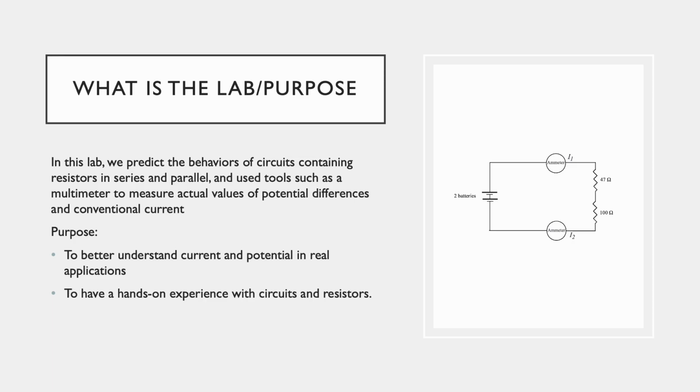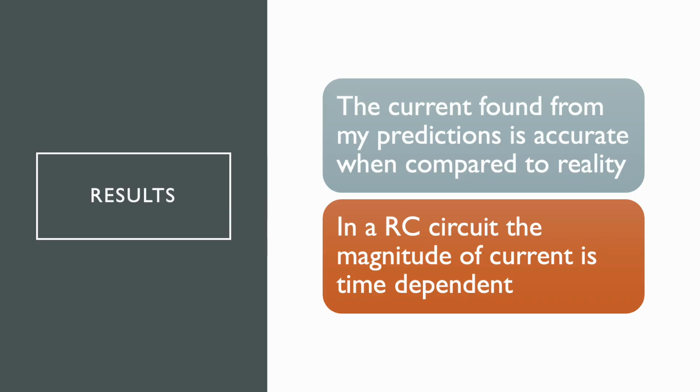In this lab, we predict the behaviors of circuits containing resistors in series and in parallel, and use tools such as a multimeter to measure actual values of potential differences and conventional current. The purpose was to better understand current and potential in real applications and to have hands-on experience with resistance and circuits. The result I found was that my current prediction was accurate when compared to reality, and in an RC circuit, the magnitude of current is time-dependent.